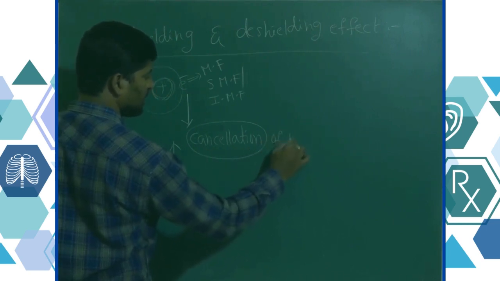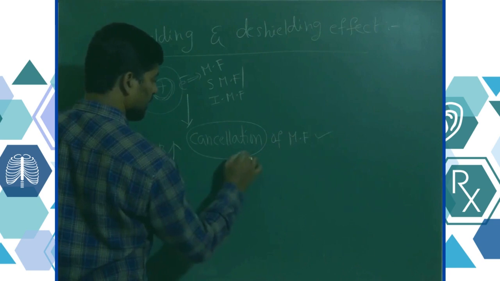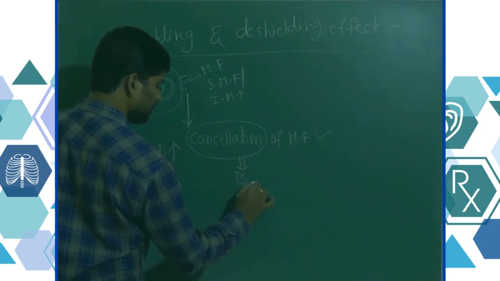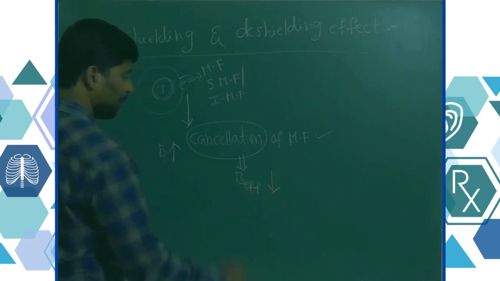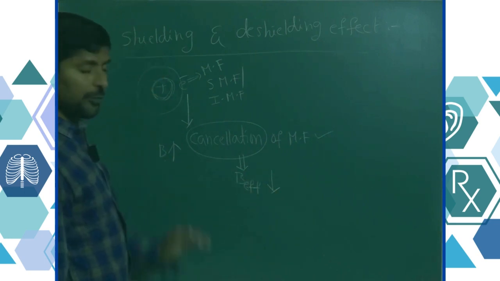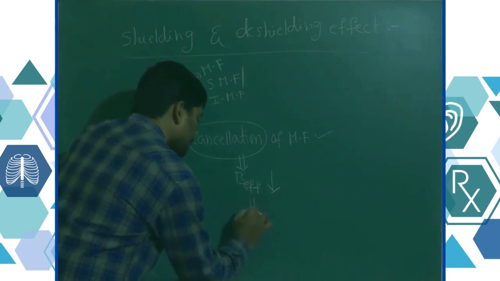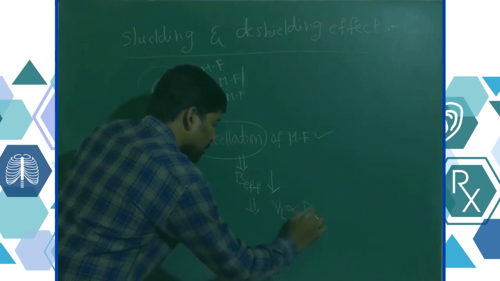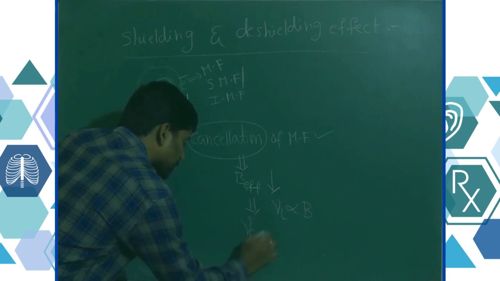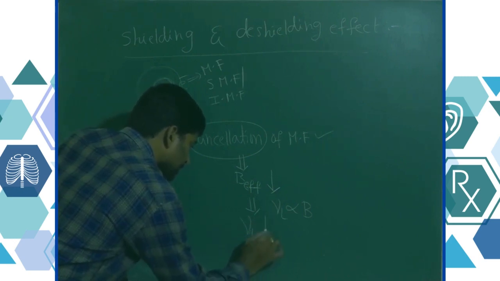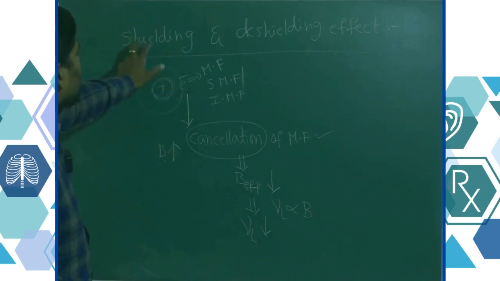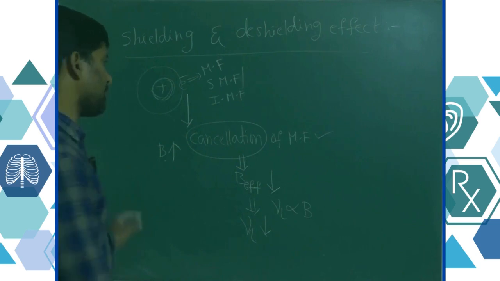Okay, some cancellation of magnetic field takes place. Then what happens? B effective, the magnetic field felt by the nucleus, decreases. We know the Larmor precessional frequency is directly proportional to B. So the precessional frequency decreases. That effect is called the shielding effect.